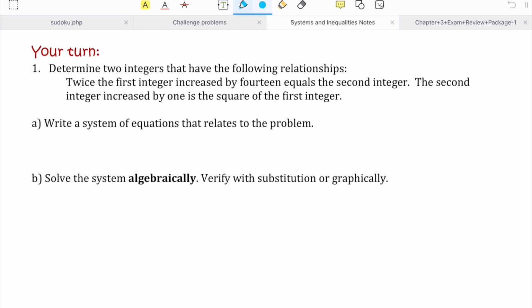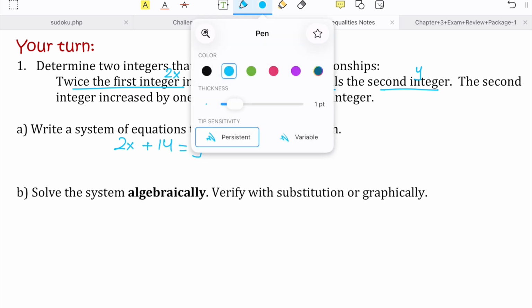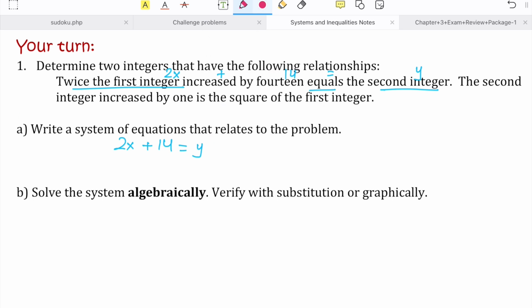Determine the two integers that have the following relationship. Twice the first integer, so 2 times the x, is increased by 14 and it equals the second integer y. So my first equation will be 2x plus 14 is equal to y. And then the second integer is increased by 1 and is equal to square of the first integer. So we have y plus 1 is equal to x squared.